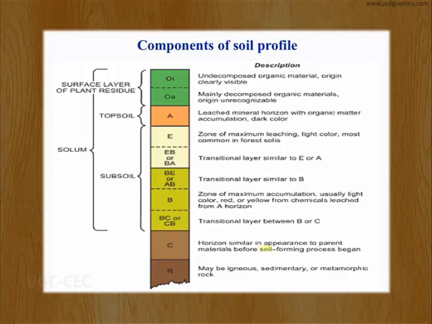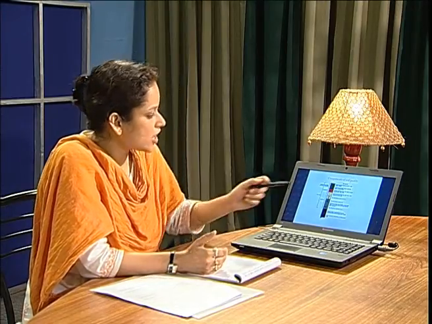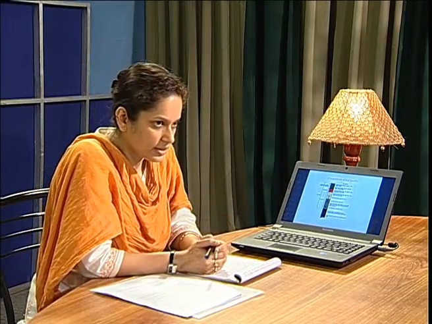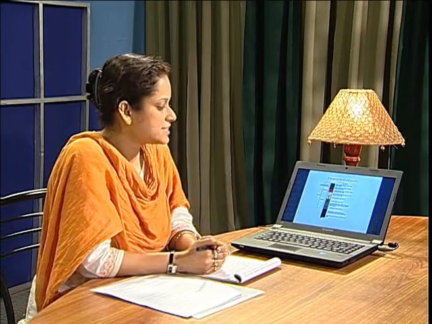Then we have the C zone. The C zone comprises soft weathered bedrock or soft weathered rocks which have been affected by the soil forming processes, and it also contains the parent material of the soil. Followed by R. R is the parent bedrock of the soil, which may be made from igneous, sedimentary or metamorphic rock.